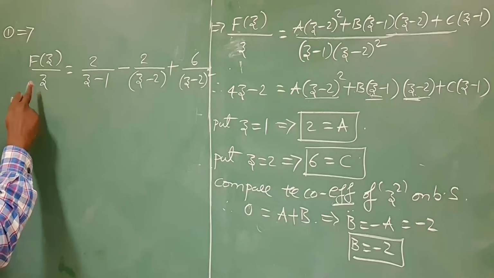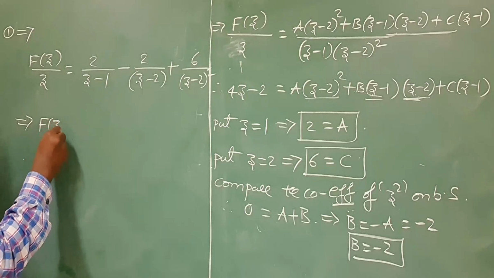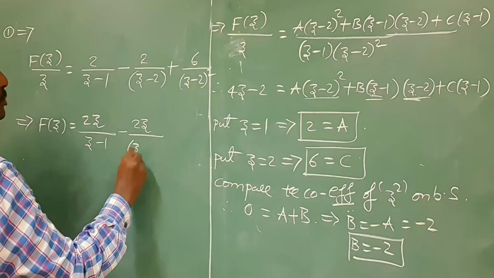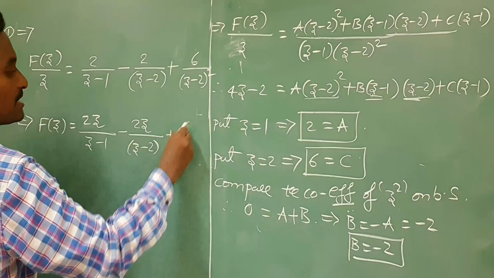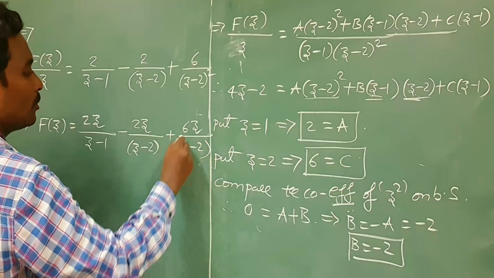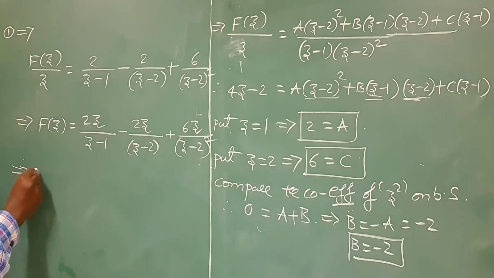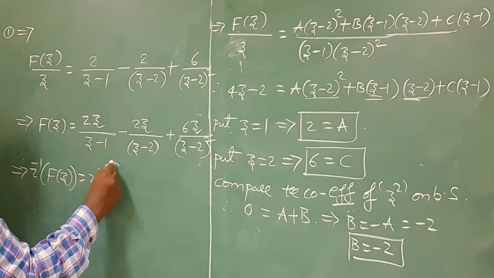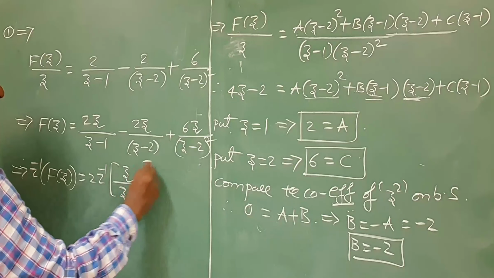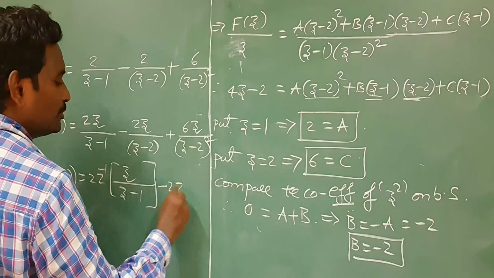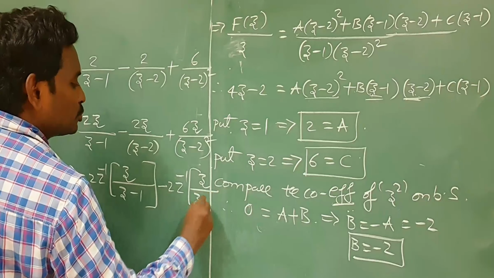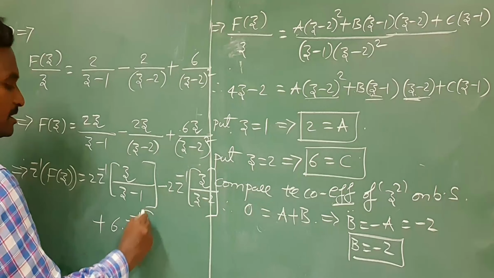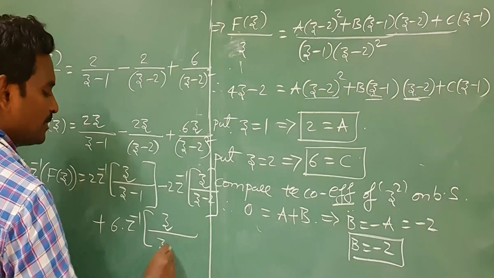Take this denominator z to the right side. You will get f of z is equal to 2z by z minus 1, minus 2z by z minus 2, plus 6 into z by z minus 2 whole square. Apply inverse on both sides. So z inverse of f of z is equal to 2, the constant term, right outside the inverse operator, z by z minus 1. Again my 2 is the constant term, 2 into z inverse of z by z minus 2, plus 6 is the constant term, so right outside of the inverse operator, z inverse of z by z minus 2 whole square.